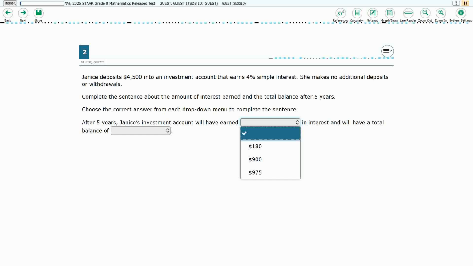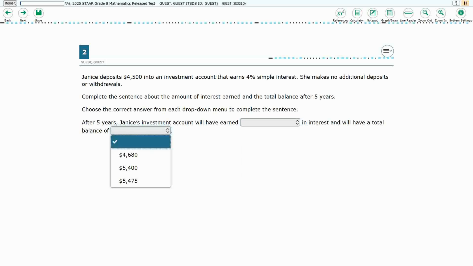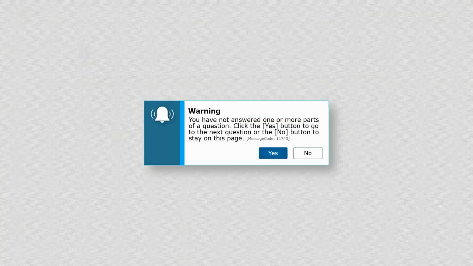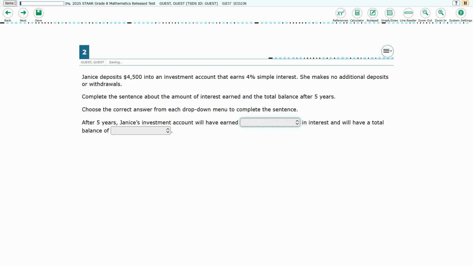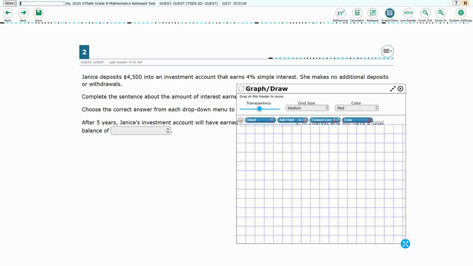All right, so we've got two different lengths we need to fill in with these choices here. And this is a 2-point problem, so if we try to select one and move on, it is going to give us that warning message. So let's get our 2 points, one for each blank. And we are dealing with interest.